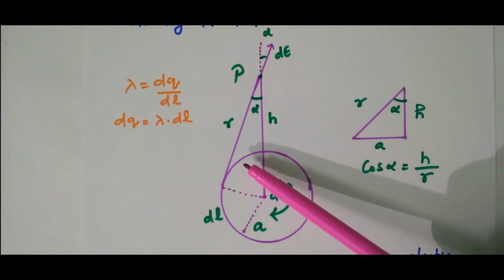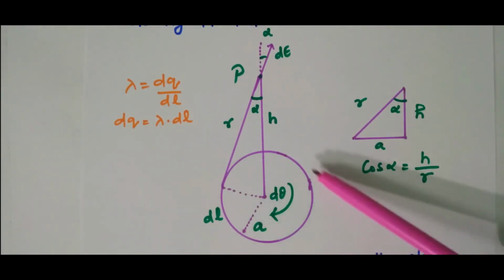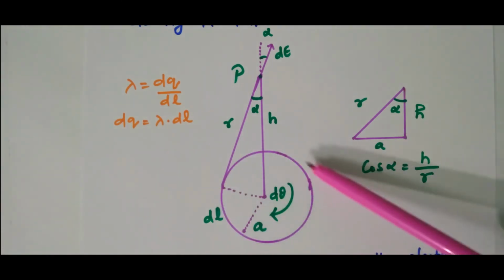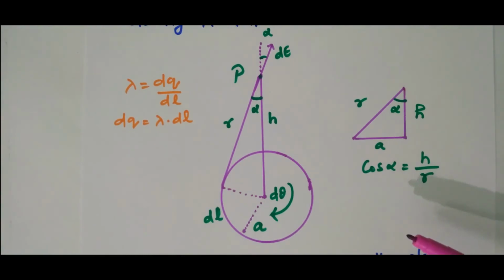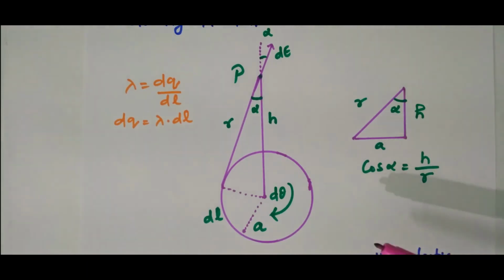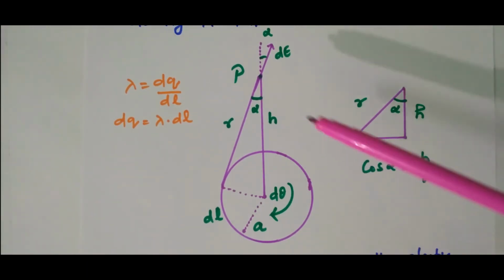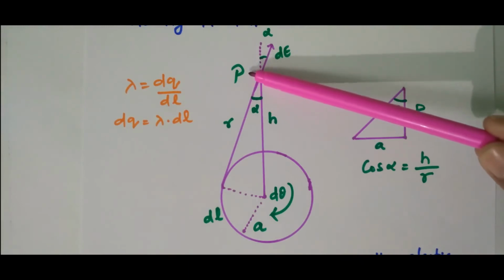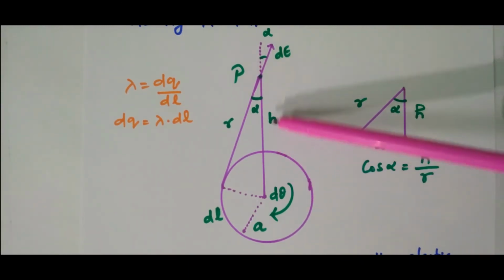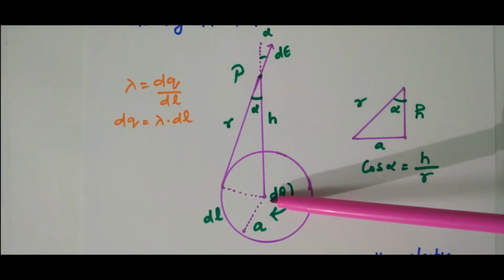One lengthy wire is available. Now the lengthy wire is joined together, two ends joined to form the charged ring. The radius is a meter. So the length of the wire is nothing but the circumference of this ring. Both are equal; the lengthy wire becomes the ring. Our aim is to find the electric field intensity at this point P, which is at a distance h meter from the center of the ring.